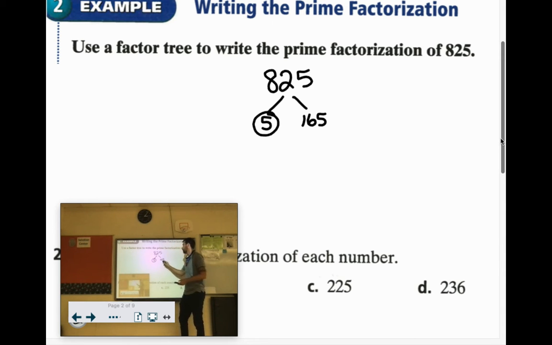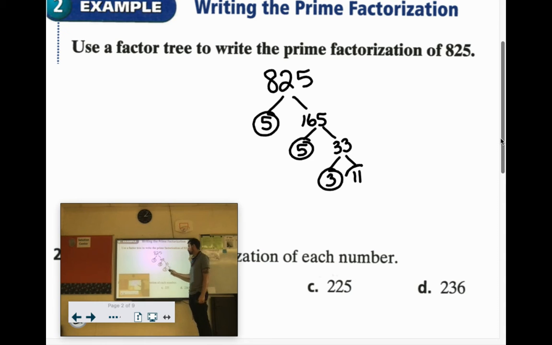So now we're working on 165. Now 165 ends in a 5, so I know that 5 goes in there. Let's see, 165 divided by 5 is 33. 5 is prime, so I'm done with that branch. We're working on 33. The only numbers that go into 33 besides 1 and 33 are 3 and 11. 3 is prime, 11 is prime.